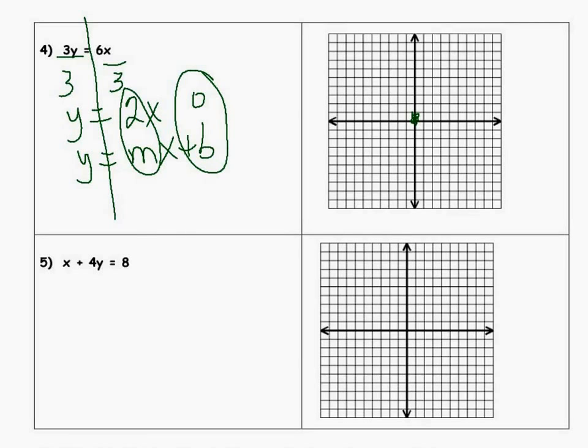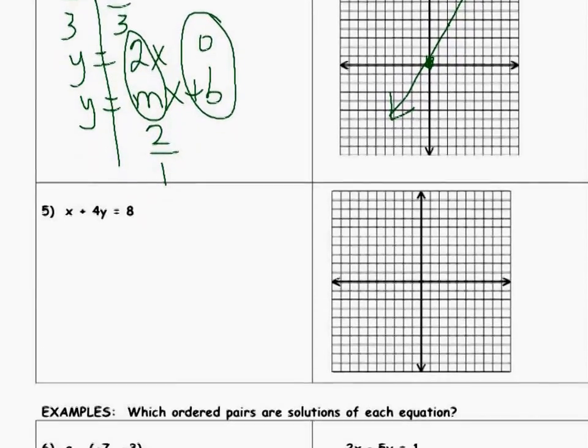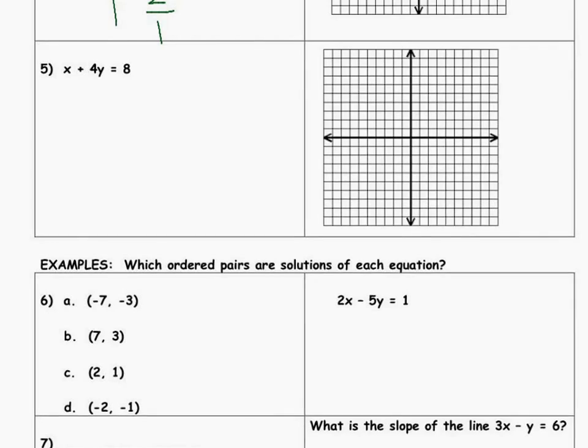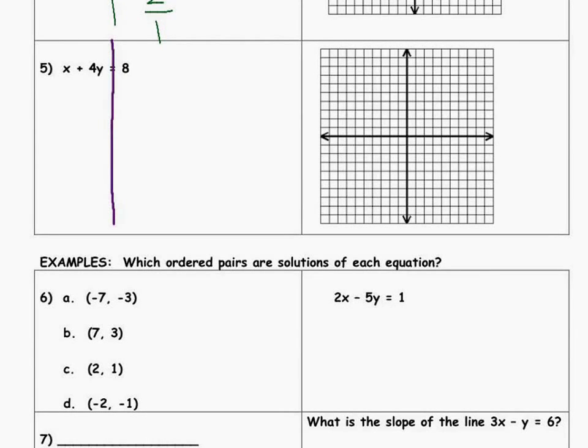Then our slope needs to be converted into a fraction so that we can have a rise and a run. So that slope of 2 can be turned into 2 over 1, and then we can go up 2 over 1, up 2 over 1, several times, as many times as you need. 2 is all that's required to make a line, but you can use more. And there it is.